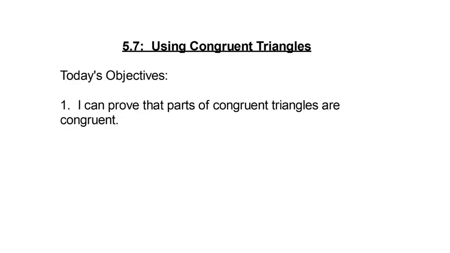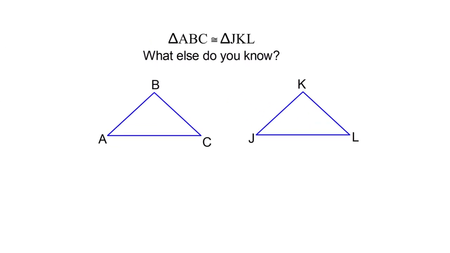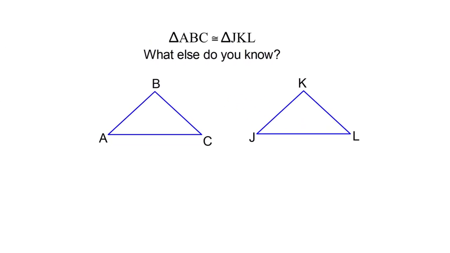All right, so today we're going to learn how to prove two parts in a triangle are congruent. Okay, so we're basically doing the same thing we did in class on Wednesday, but we're adding one extra step. All right, so for example, in this problem, it says triangle ABC is congruent to triangle JKL. What else do you know?